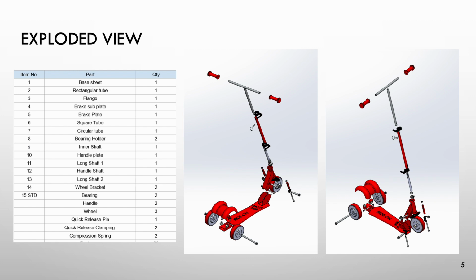In this slide, you can see an exploded view of the scooter from SolidWorks on the right, and on the left, you'll find a list of parts that go into making the scooter.